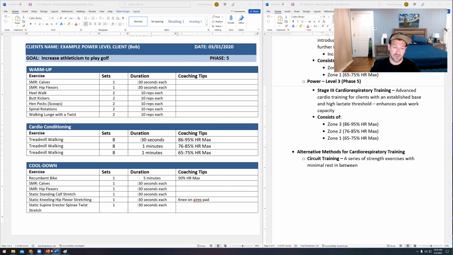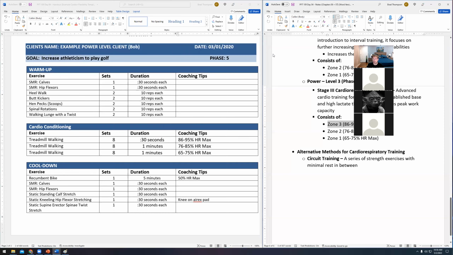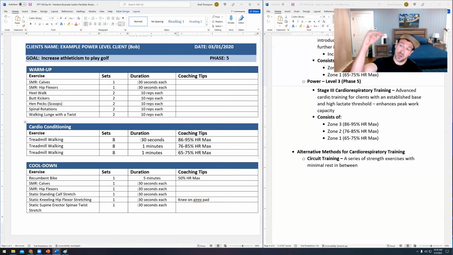That is full on working as absolutely hard as he can, right? Really just giving me max effort here. And then I let him try to keep going, but I let him slow down a little bit back into zone 2. That's 76 to 85%. And then fully recover back in zone 1 so that we can do it again. Okay. So I go zone 3, zone 2, zone 1.